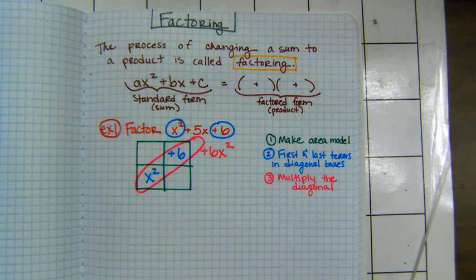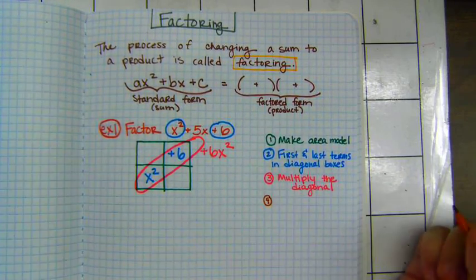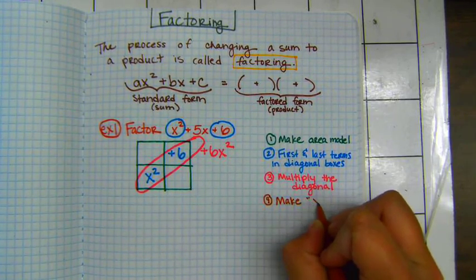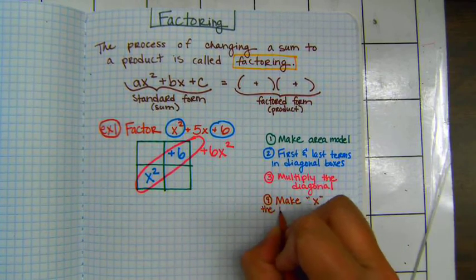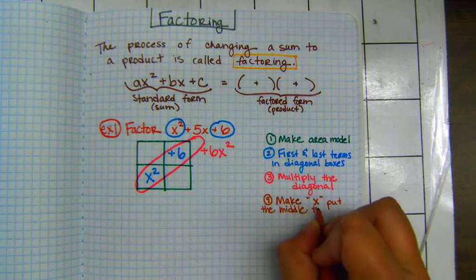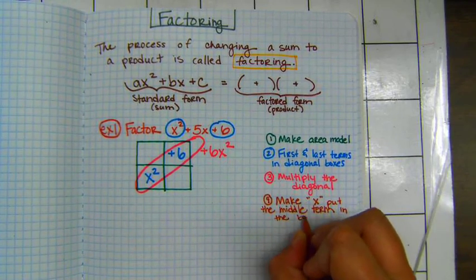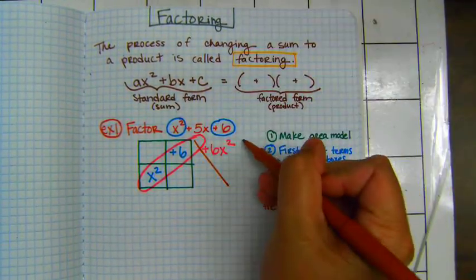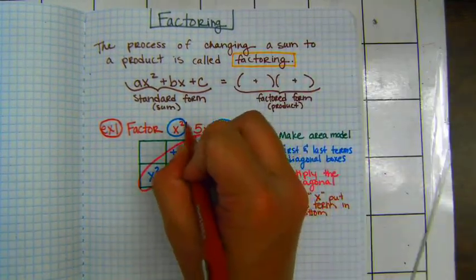Step 4 will be make an x and put the middle term in the bottom. Okay, so what that's going to look like is I'm going to make an x around that 6x squared. And this middle term is going to get put into the bottom. So that's a plus 5x.